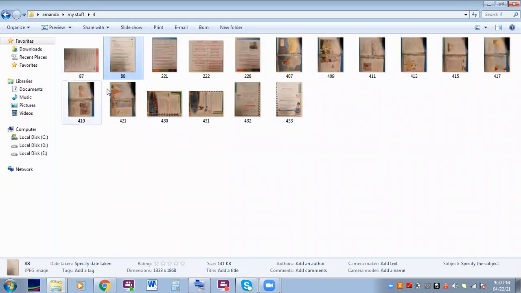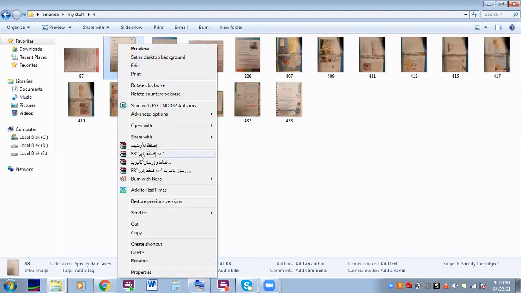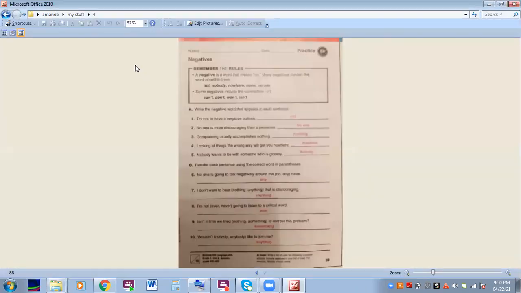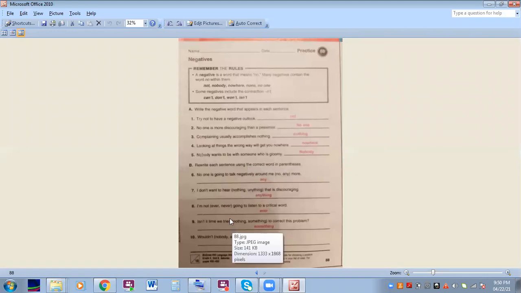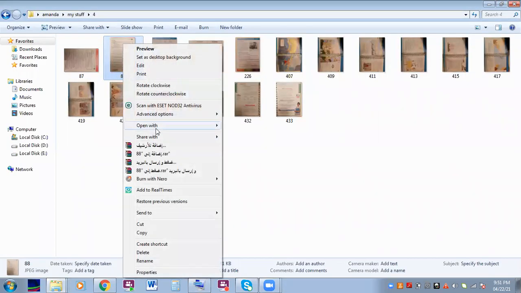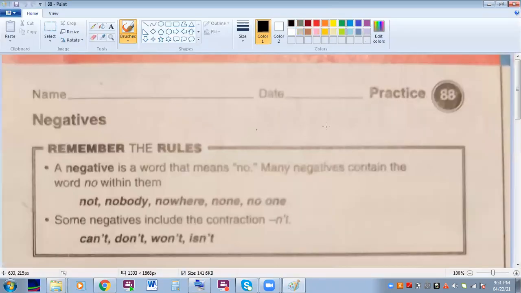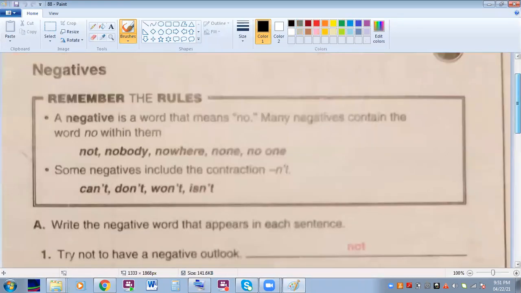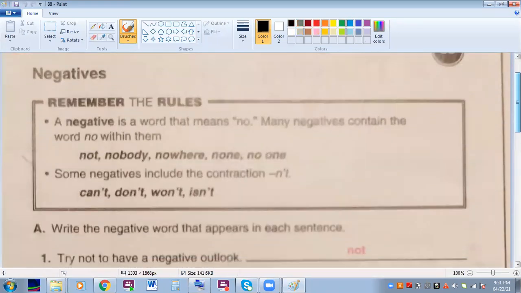Now, for those students who are online and watching the video, my advice: close the video, do the workbook page yourself. It's page 88. Do the workbook page yourself and then come back and check to see if your answers are correct. Okay, great way to check to make sure that you understand something. Let's do it on paint. There we go.